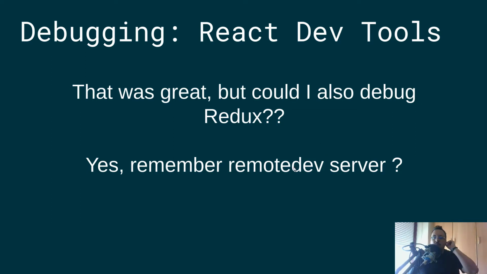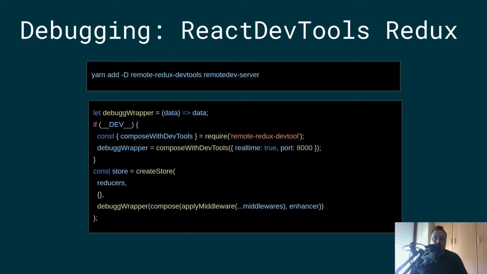So we will be using the remote dev server. Remember in the webinar lesson on React development tools that we had this option to debug remote applications from the server in our code. So we can use this tool for debugging Redux. We just add the remote Redux DevTools package and the remote dev server package, and they tell us how to add it to our create store configuration.